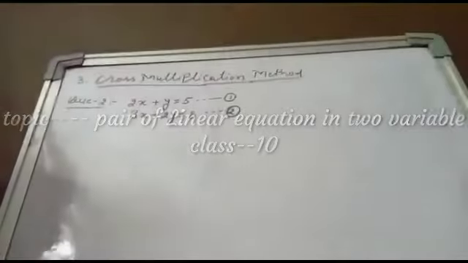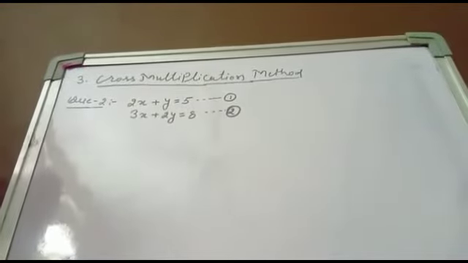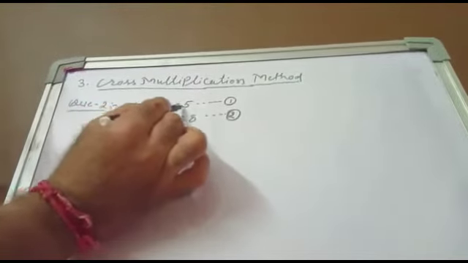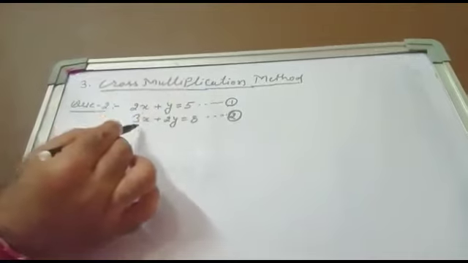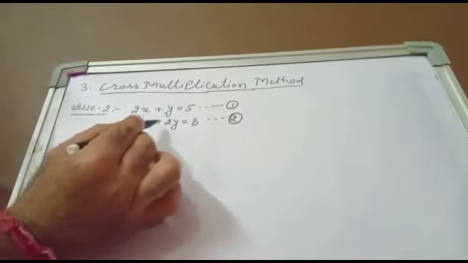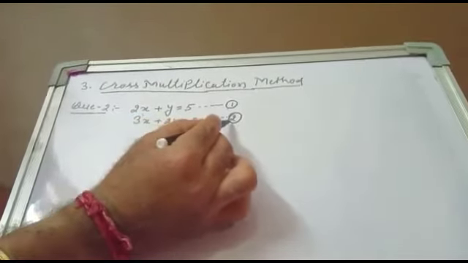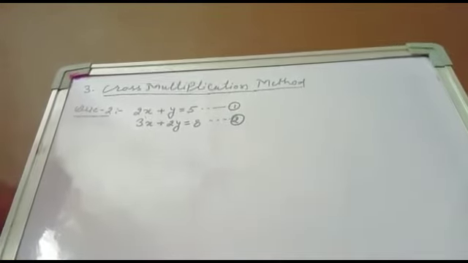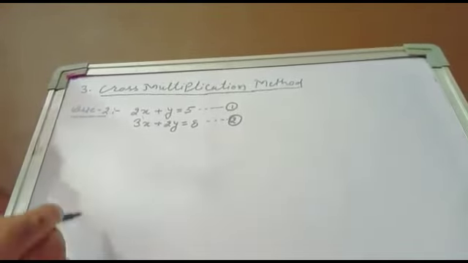Hello students, in the cross multiplication method, the second question says 2x + y = 5 is the first equation and 3x + 2y = 8 is the second equation. Solve the pair of linear equations by the cross multiplication method.